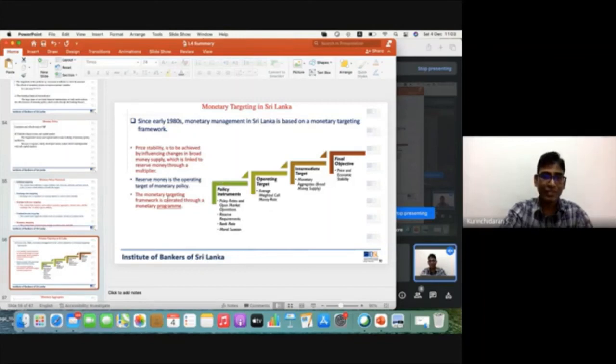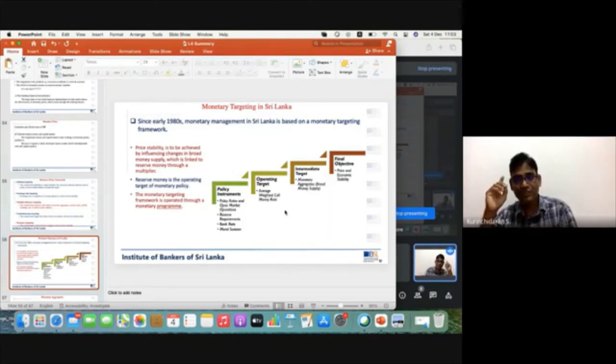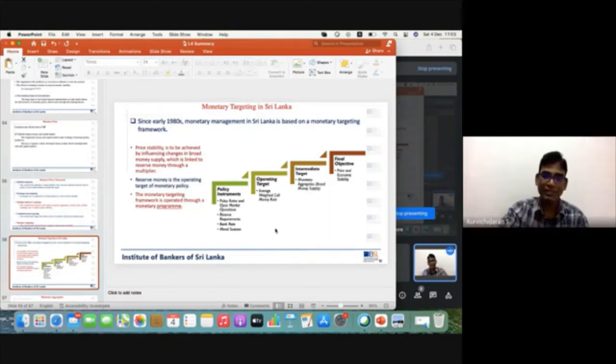Now the monetary targeting framework is operated through a monetary program, right? So we can call this a monetary program as well. When we gave the definition, you can recall, we said what is meant by monetary policy. It's a program of activities to control and regulate money supply. So this is the program of activities, right?